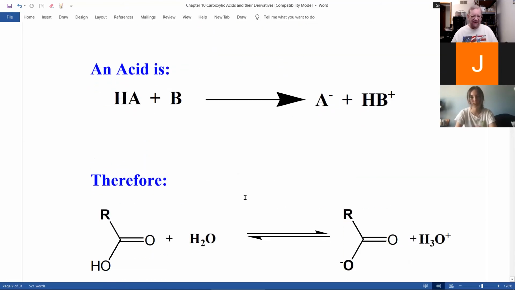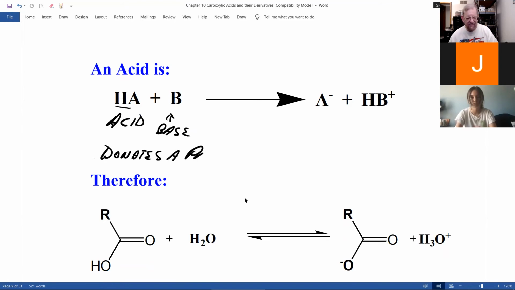Now, in case you forgot from general chemistry, HA is an acid, B is a base, and you have a proton transfer. An acid is something that donates a proton, which is H plus. Notice the H plus goes to the base, and this is what you get. In real life, this is probably an equilibrium, which I have in the next one, and the switch is still off.